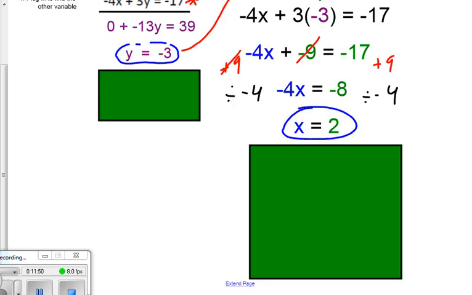So before we knew y has to be negative 3, now we know x has to be 2. So our solution then is the point, or the ordered pair, (2, negative 3). Again, if we graph those lines, this would be the spot where they intersect. This is the only set of x and y values that would be true in both of those equations.